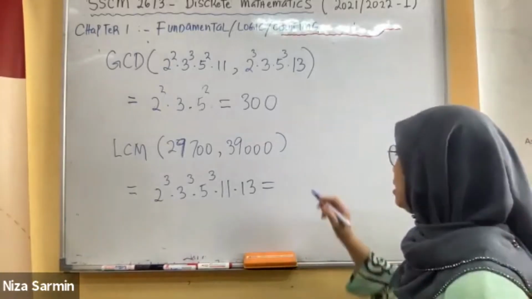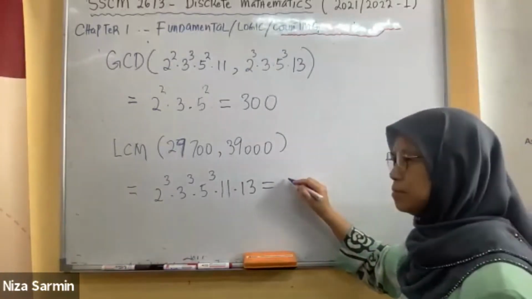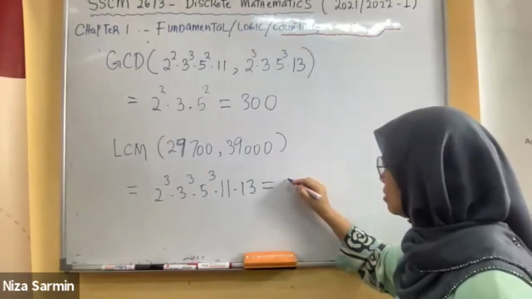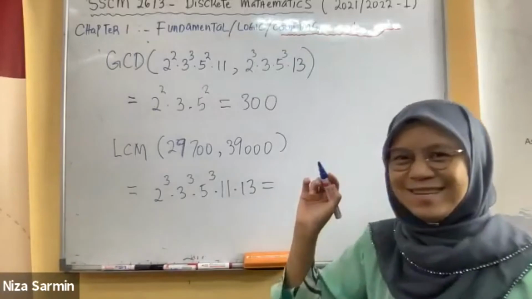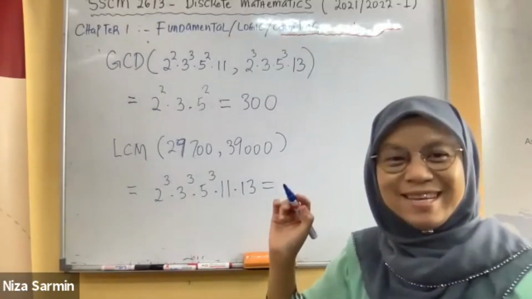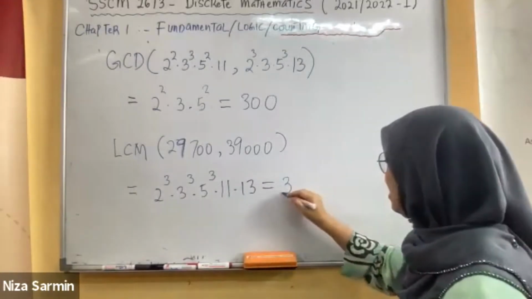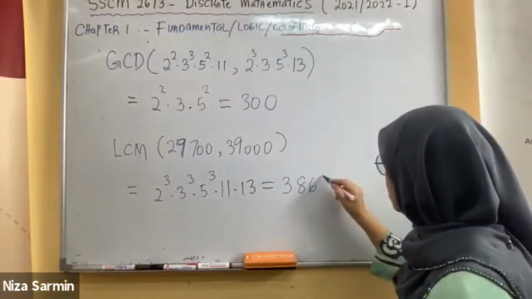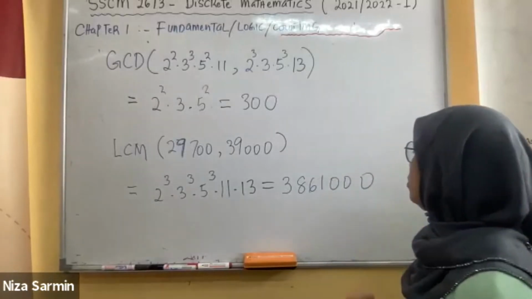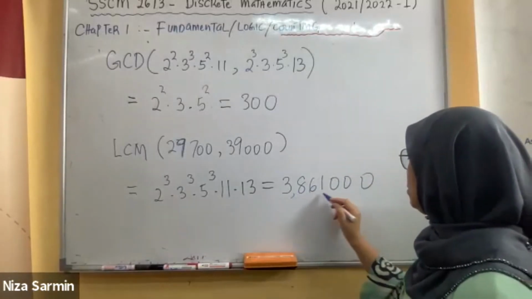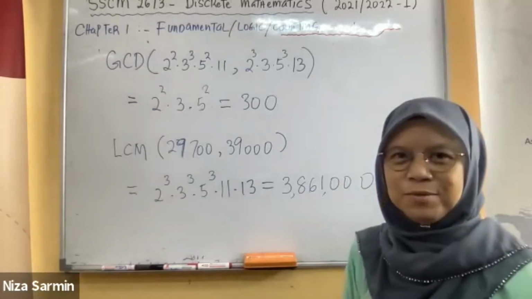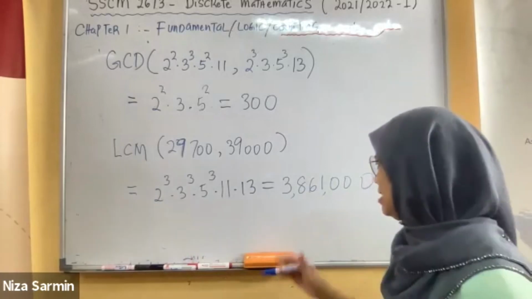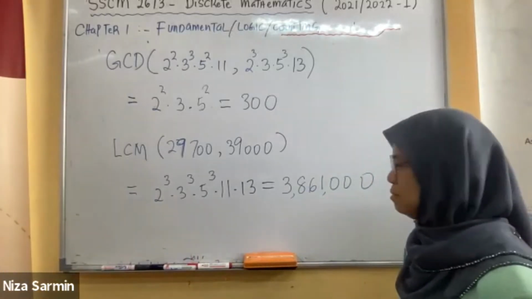Can somebody read out the number? 3,861,000. 3 million. Yeah, 3 million. 861,000. Wow. I used to write like this when I was little, but somehow they remove the comma. They put the space. I don't know what happened now.